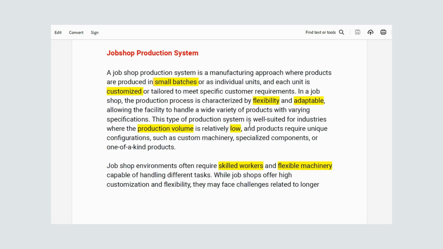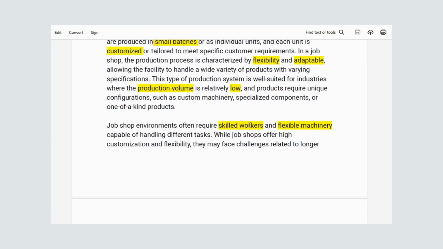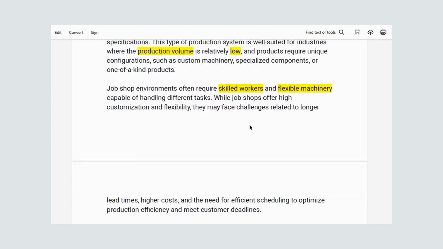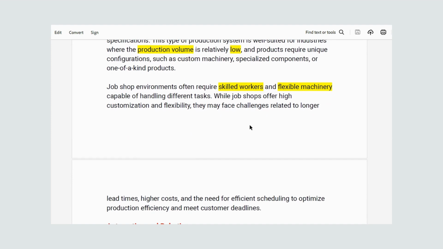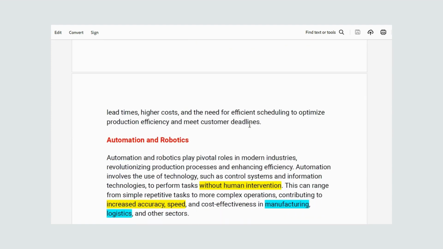And when the product requires unique configuration, the job shop production system is the best production system that the company can adopt. Here the workers need to be very skilled, and flexible machinery is necessary in this kind of system. So job shop offers high customization and flexibility. They also face challenges like longer lead times, higher cost, and the need for efficient scheduling to optimize production efficiency.